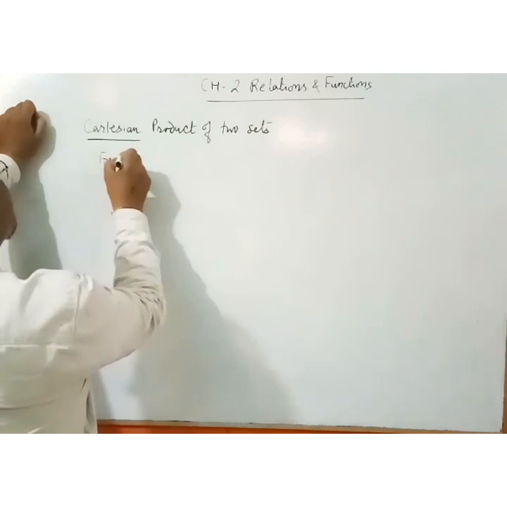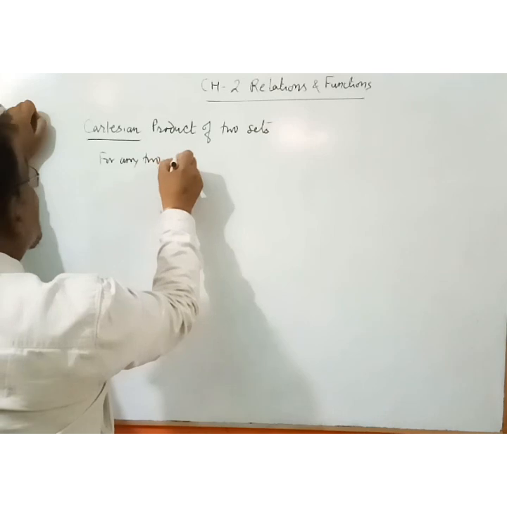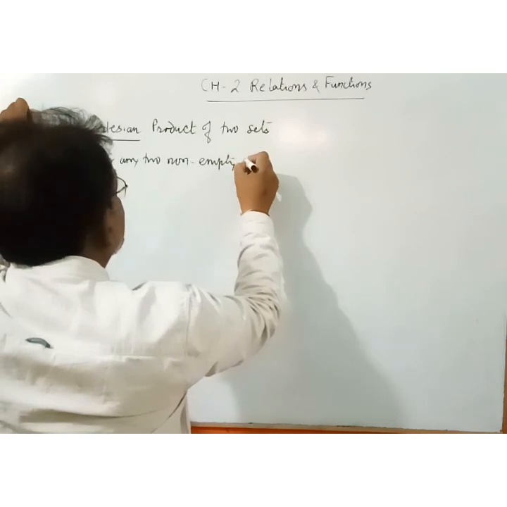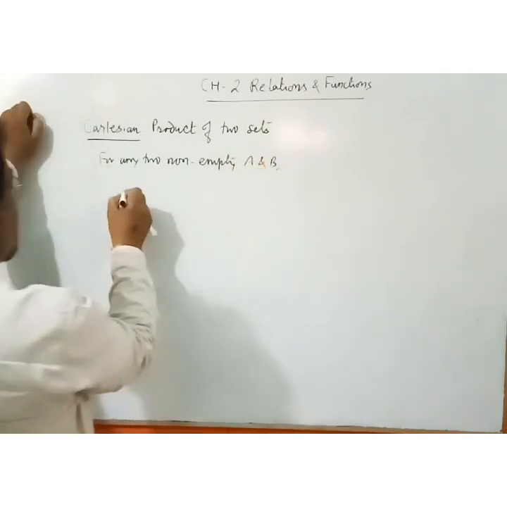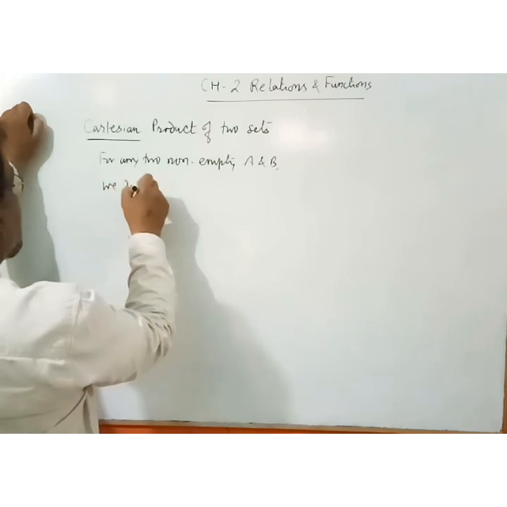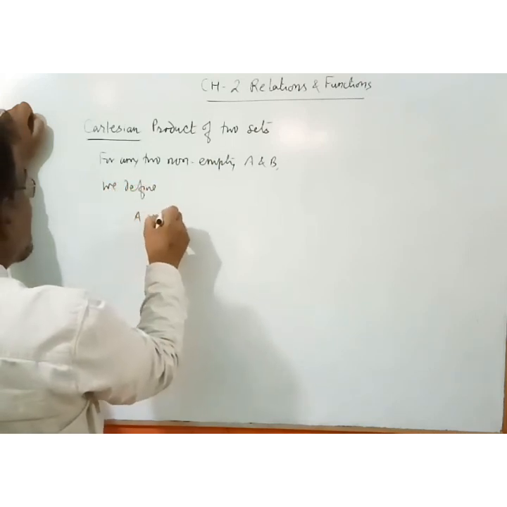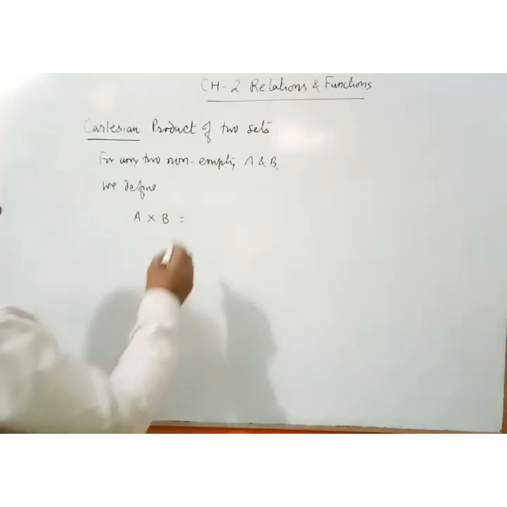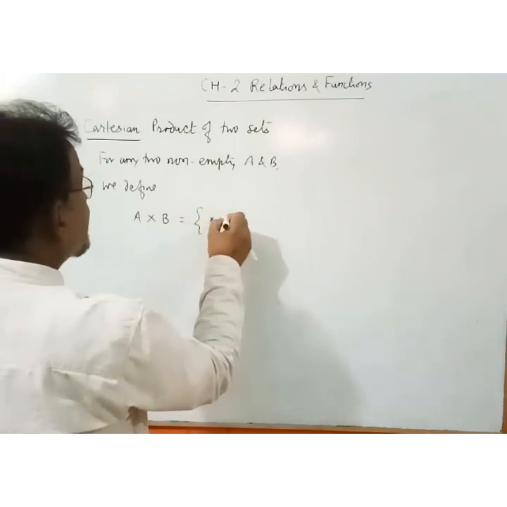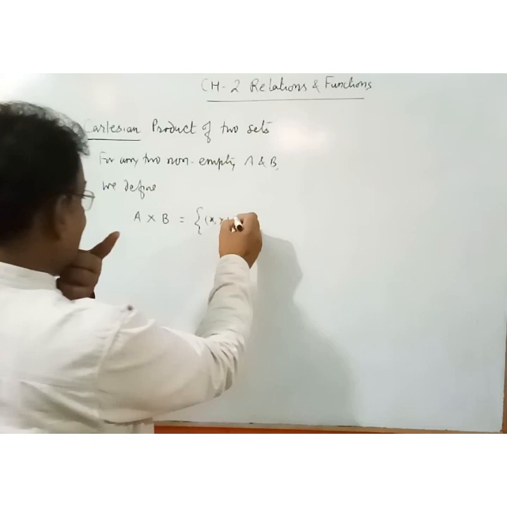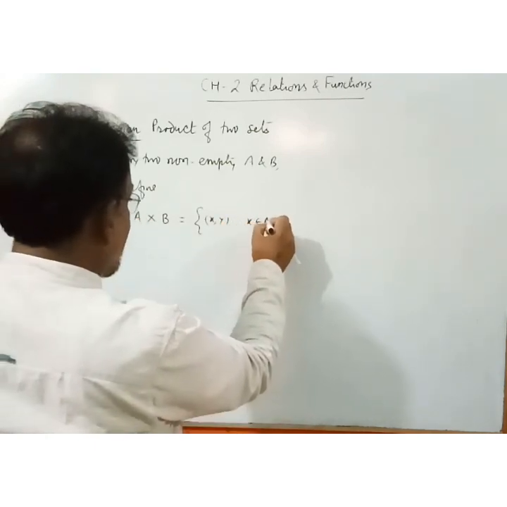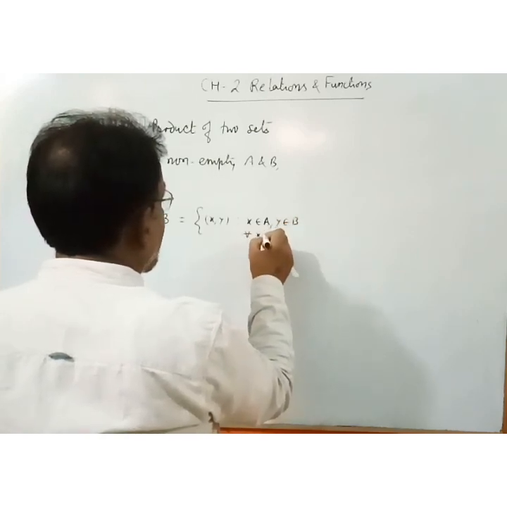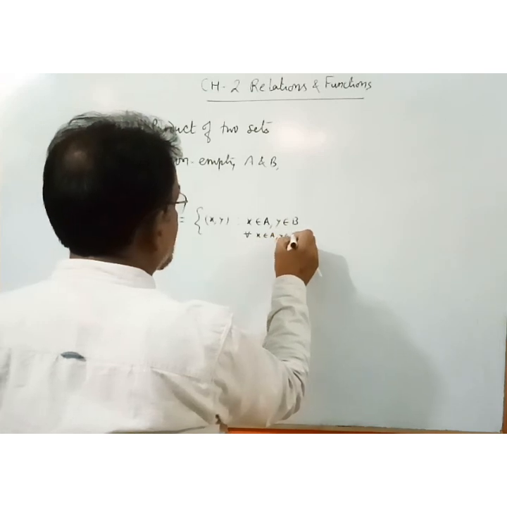For any two sets, the sets should be non-empty. For any two sets A and B, we define A multiplied by B. Usually it is read as A cross B. A cross B is the set of (x, y) such that x belongs to A, y belongs to B, for all x belongs to A, y belongs to B.